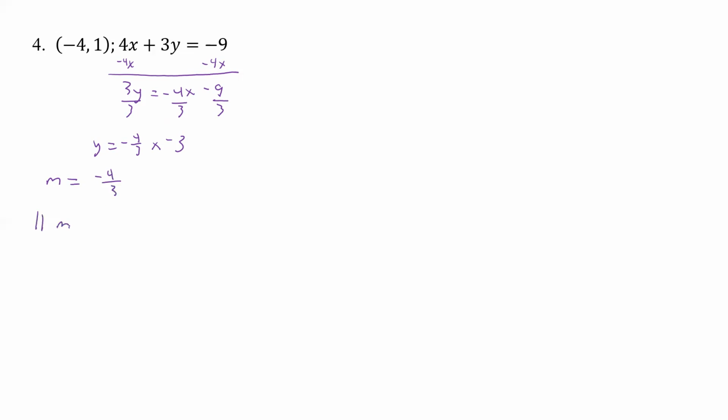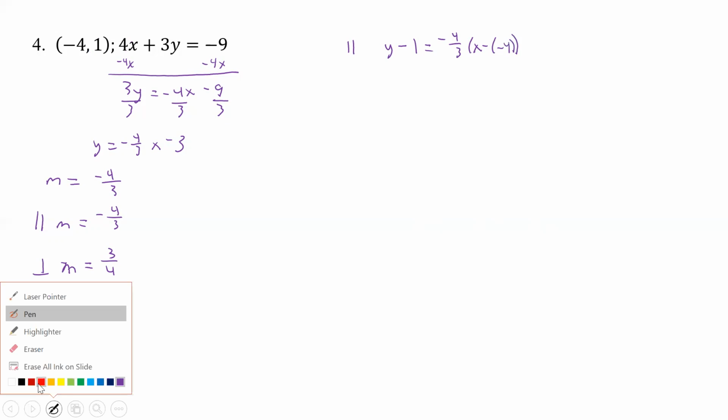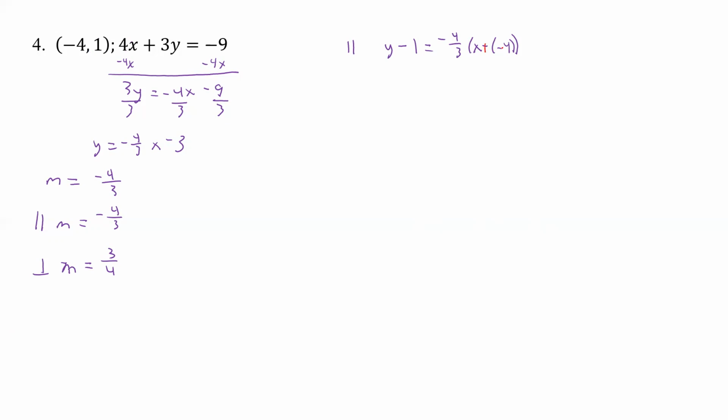So for parallel, m is equal to a negative 4/3. And for perpendicular, m is equal to the opposite of that, so it's going to be positive, and it flips over, 3/4. All right, so for parallel, y minus, now we have a 1, equals our slope, which was a negative 4/3, x minus, and we have a minus 4. Okay, so let's make that plus.